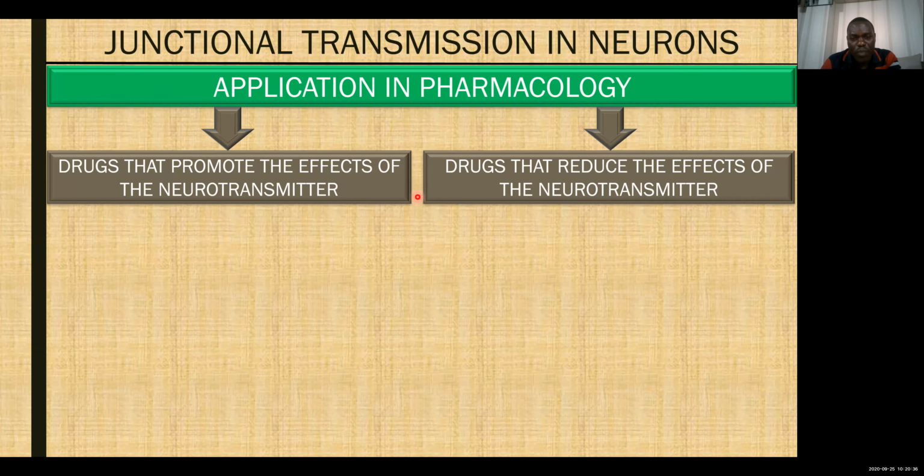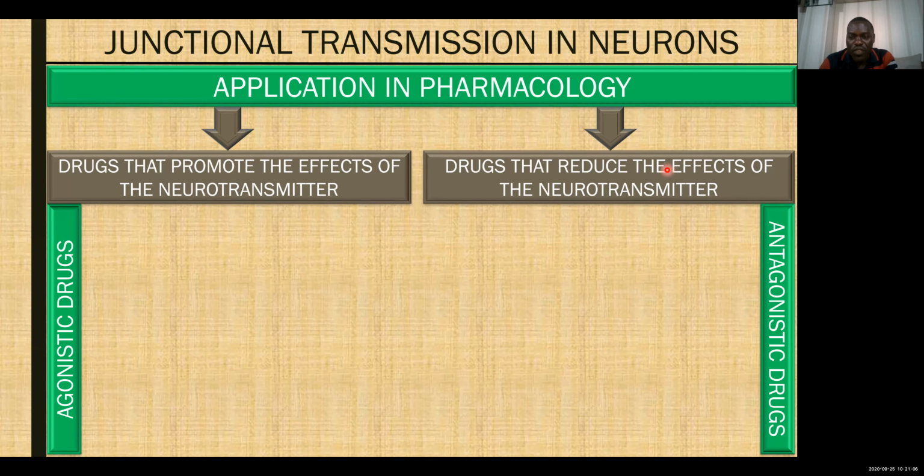So I want to give you examples of such drugs. Then you'll be telling me, will those drugs mimic the effects of the neurotransmitter, of which they'll now be called agonistic drugs? Agonistic drugs are drugs which mimic the effects of the neurotransmitter. Or will those mechanisms be mechanisms that cancel the effects of the neurotransmitter? And we use the term antagonistic drugs to mean that. Is that drug agonistic or antagonistic?